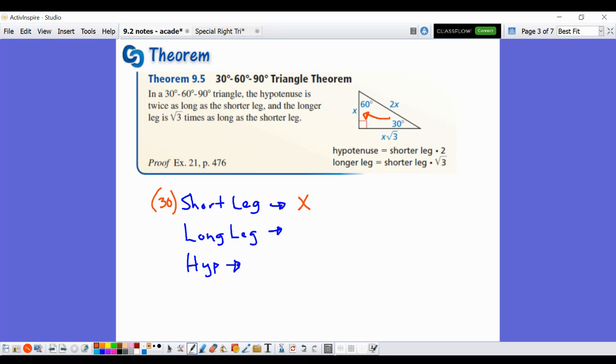That's going to be the x. That's going to be the shot caller here. Everything's going to work through the short leg. Now, across from the 60-degree is going to be what we call the longer leg or the long leg.